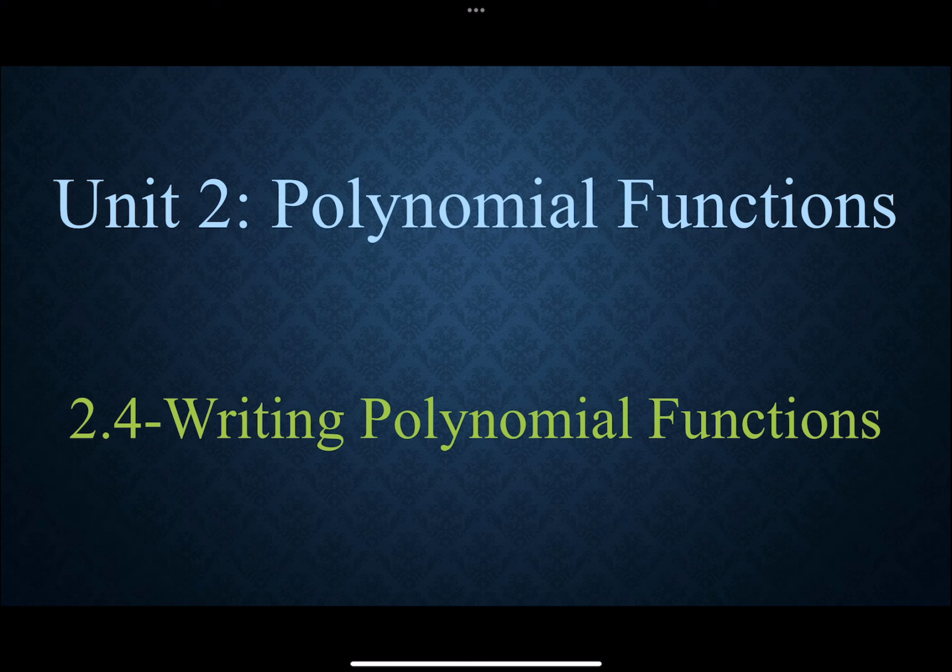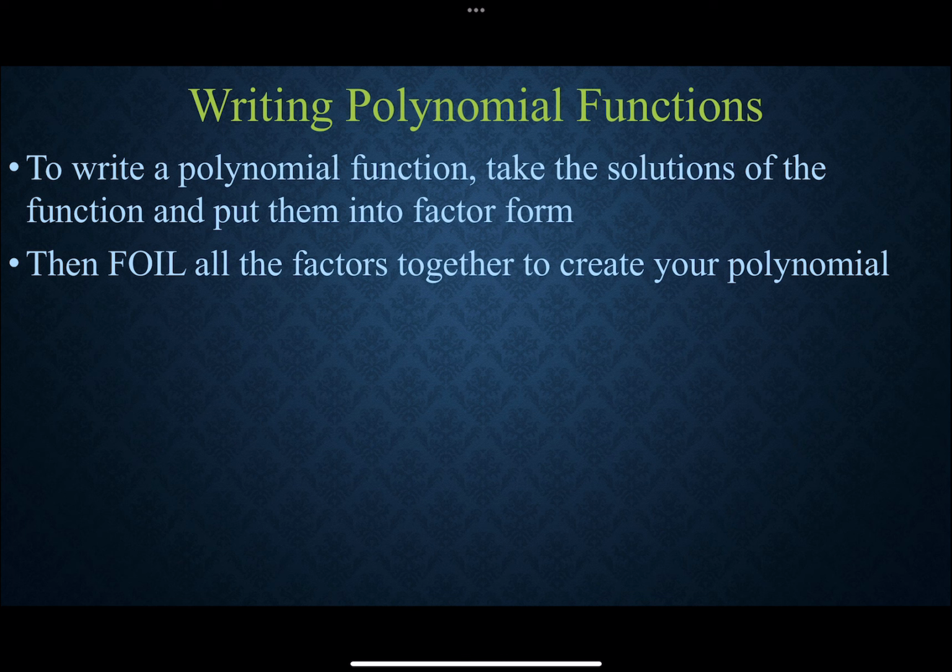All right, welcome back. So this is 2.4. We are writing polynomial functions. What's going to happen here is I'm going to give you solutions to a function. You're going to write the equation that created those solutions. So the idea is whatever the solution is, we're going to put it into its factored form, and then we're going to FOIL those factors together to create your polynomial expression.